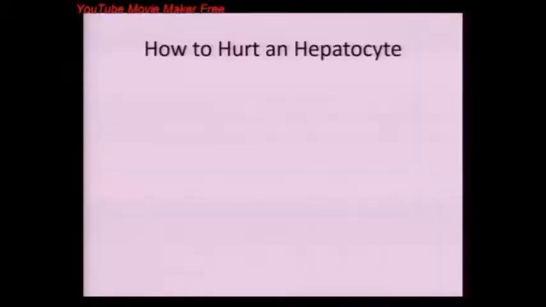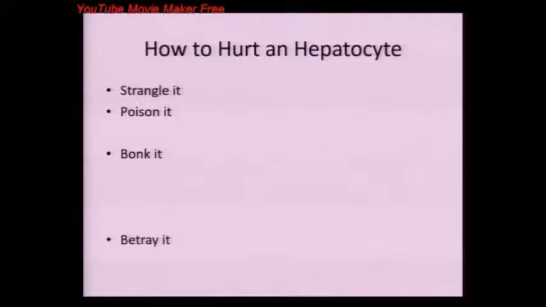Some years ago when my kids were little, I was doing a presentation on acute liver failure, and I asked my kids, how do you hurt a cell? I mean, what are the mechanisms by which you could hurt a cell? And they were pretty straightforward. You could strangle it, you could poison it, you could bonk it, you could betray it.